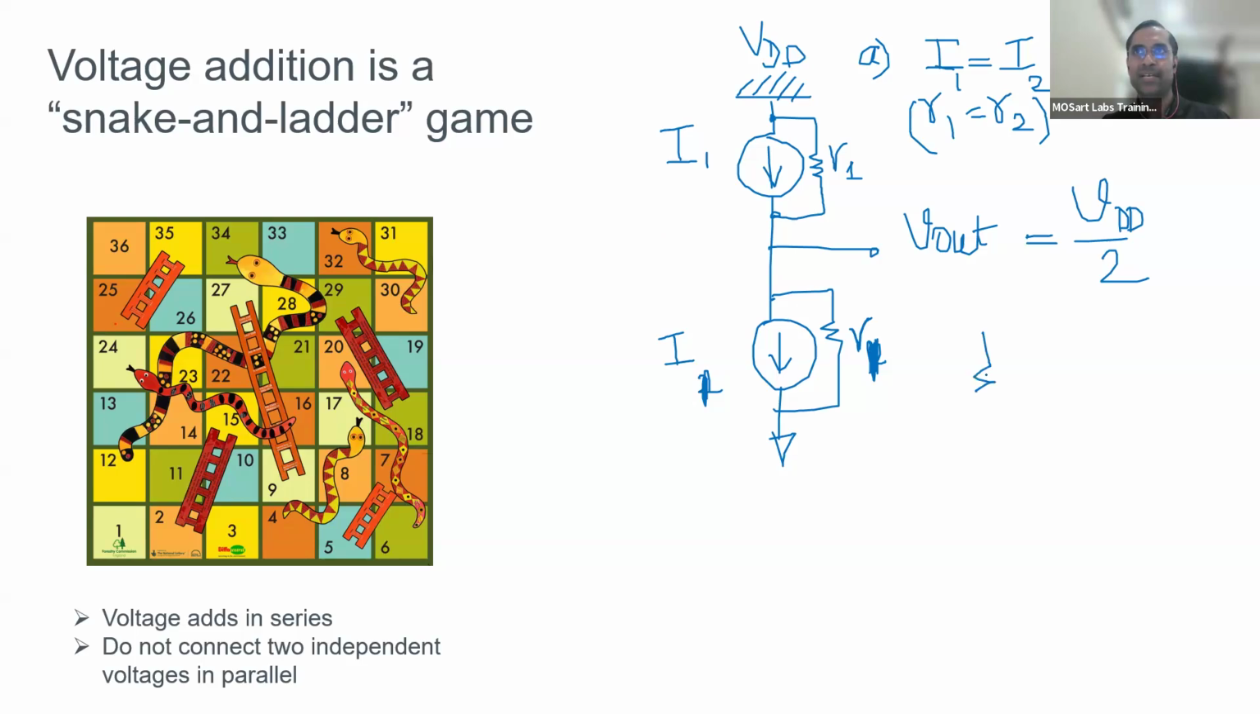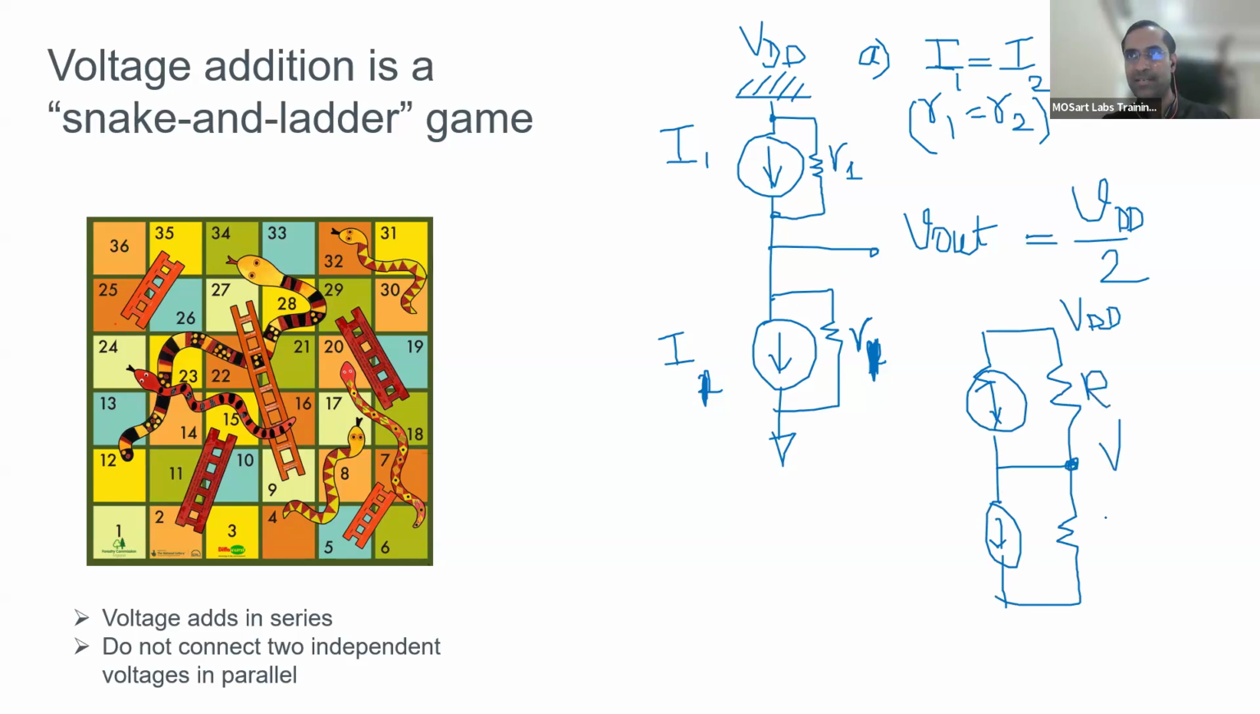So I can redraw this and say this is I1, and I'm connecting I1 here. And by the way, I also have R1, right? So this will set the point. This is VDD, and because this R is the same, R and R, this should be VDD by 2. The current sources will see VDD by 2 drop across them. That's it. So the midpoint should be VDD by 2 only.